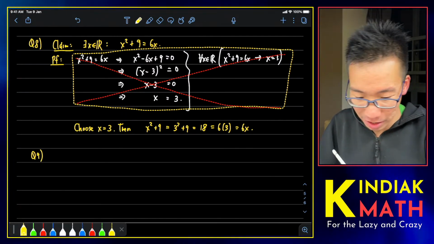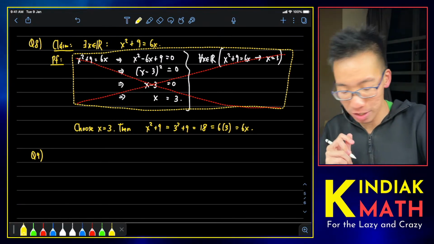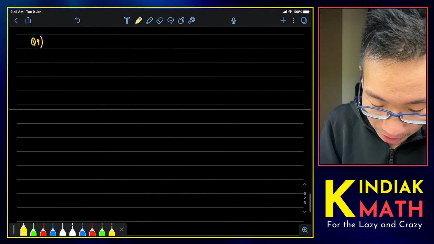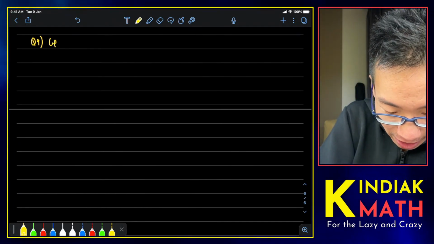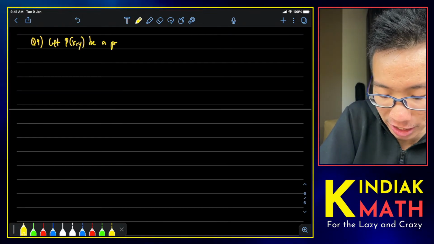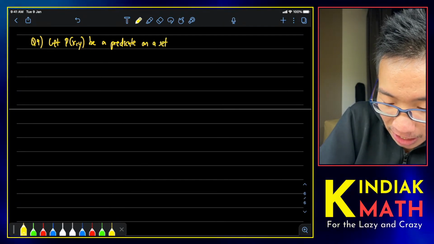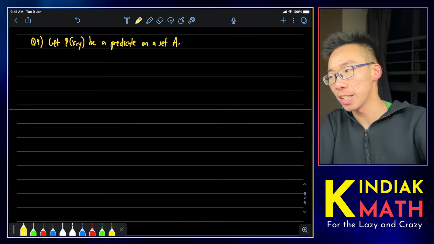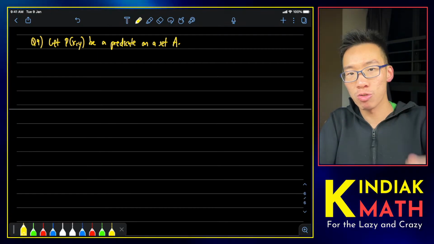So in the next part, we are going to establish an equivalent formulation. Okay, so what are we gonna do? So here's the question, right? Let P(x, y) be a predicate on a set A. And what exactly do we mean by a predicate? We mean that when we plug in the values, we will get true or false.